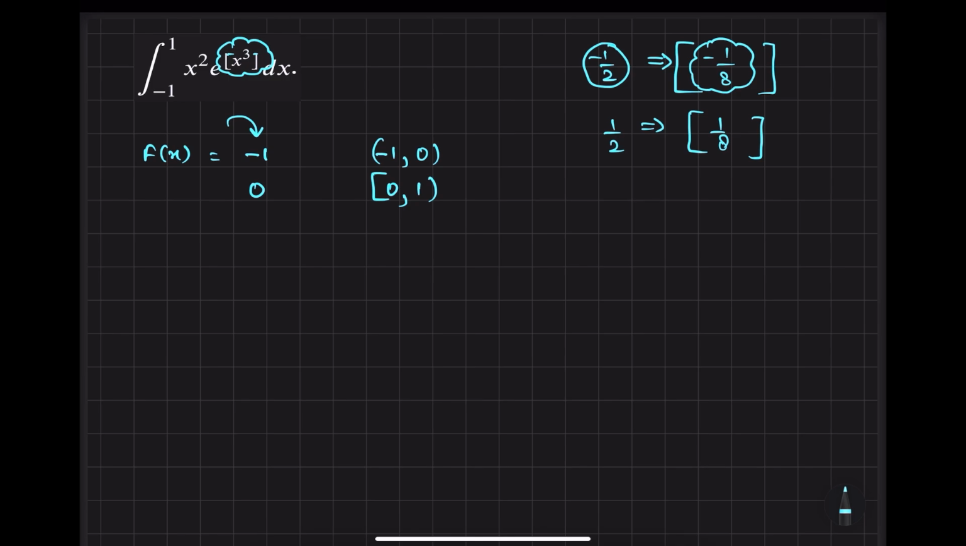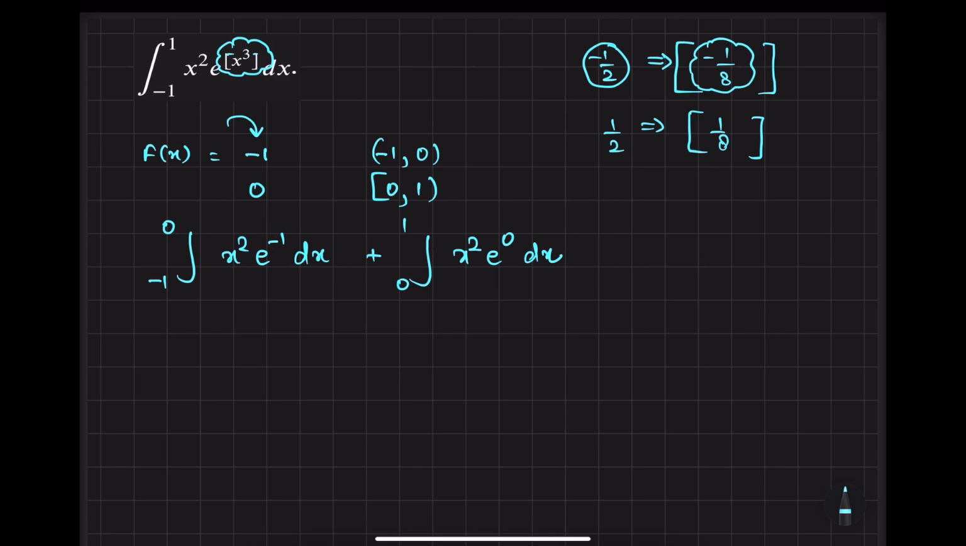Now let's rewrite the question. From -1 to 0, the box will behave as -1. So x square e power -1 dx plus integration from 0 to 1 x square e power 0 dx.